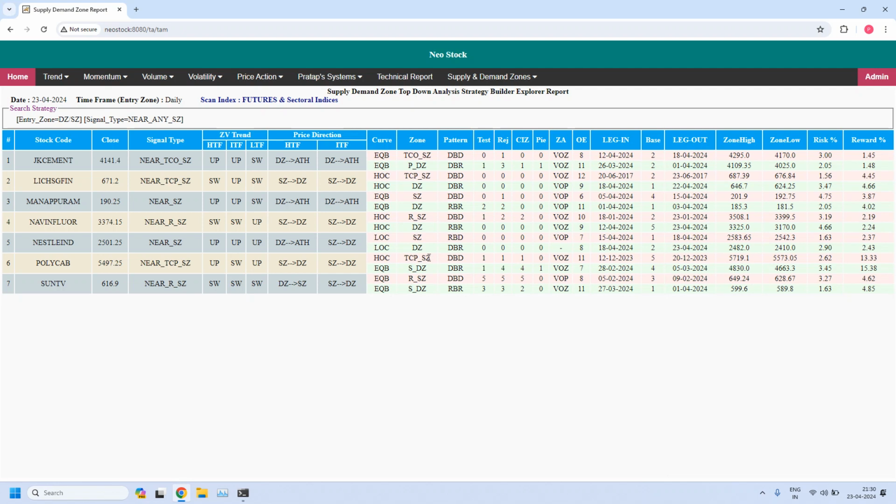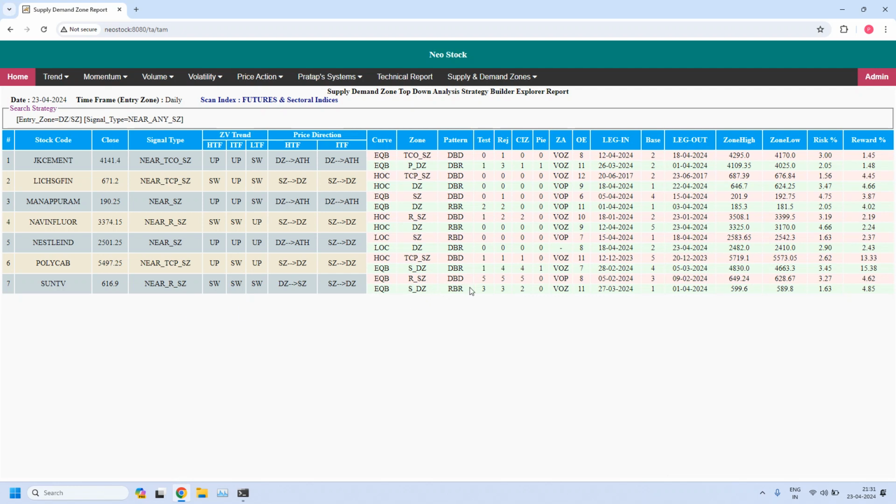And you have one more, Polycab, already tested once. And we have one more, Sun TV, already tested 5 times. I'm sure some of these zones we have already discussed. And Sun TV is having both a high liquidity demand zone as well as a high liquidity supply zone. But anyway, in this we are looking for high liquidity supply zones.